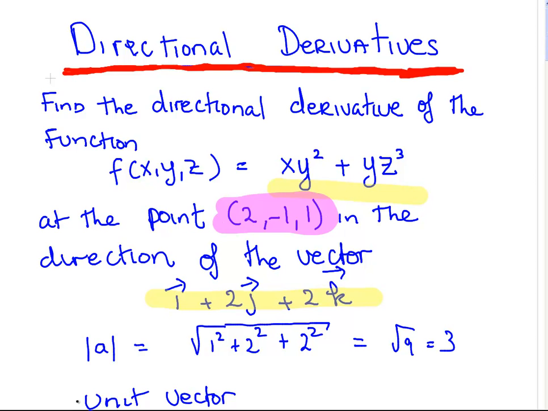Okay, that ends this presentation. That's a directional derivative.